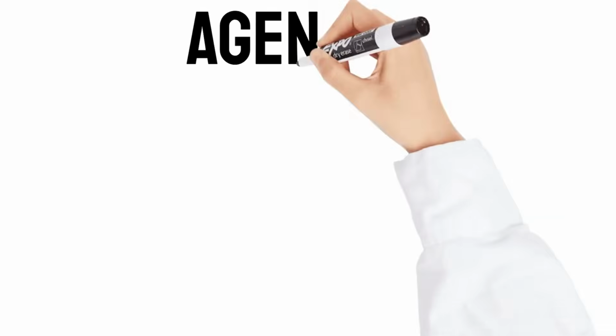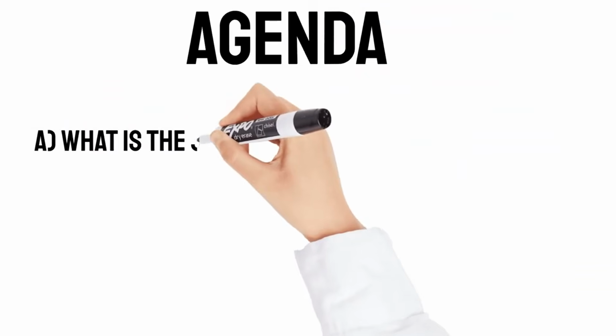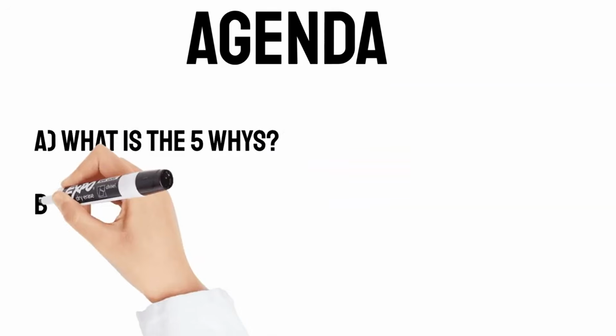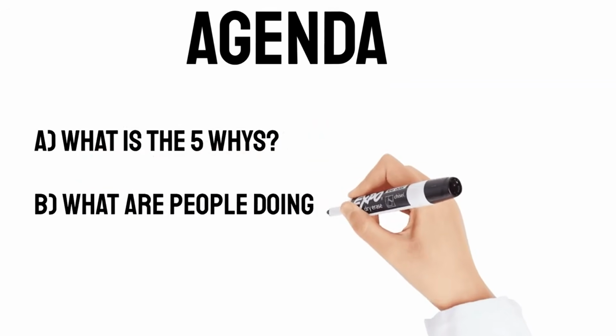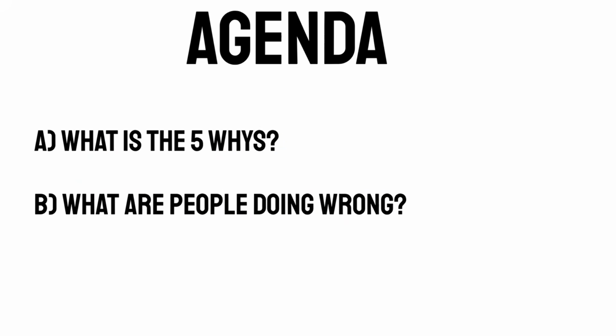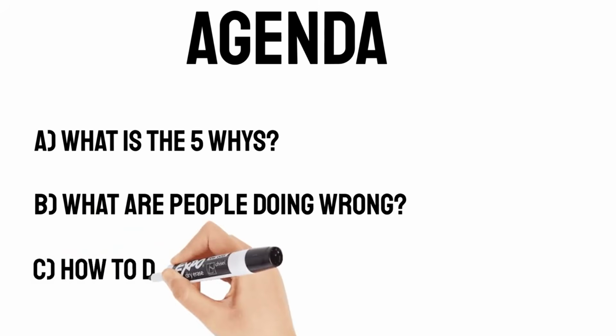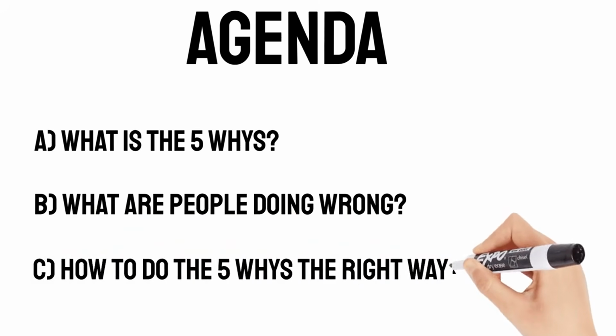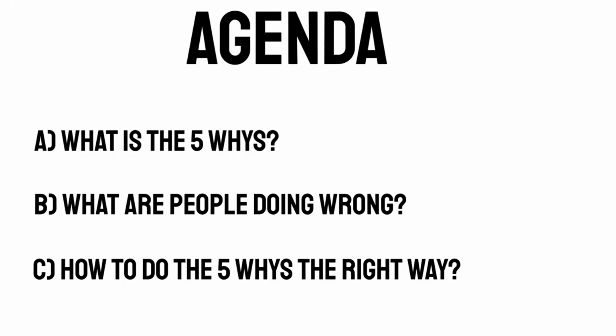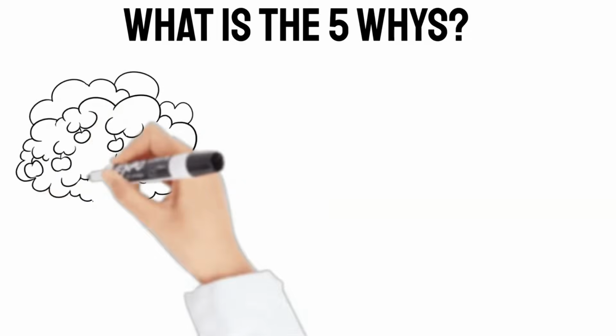First, let me show you the structure of this video. The first point I want to address is what the 5 whys in general is. Then I want to show you what most people are doing wrong while using the 5 whys with a practical example. And in the end, I want to show you what you could do instead in order to solve the problems efficiently and to fix the problems of the 5 whys.